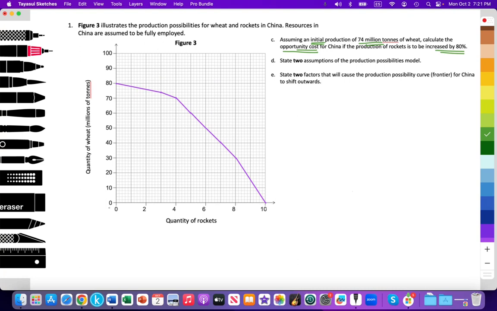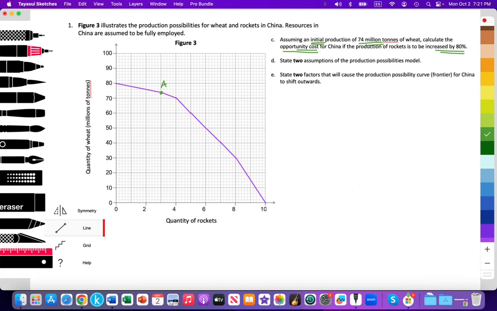So here we have on the y-axis wheat production going from 0 to 10, 20, 30, 40. And we can see that we have intervals of 1, 2, 3, 4, 5. So there are 5 spaces between 70 and 80. So 10 divided by 5 means that the value of each interval is 2. So here's 72, here's 74. So I'm going to look for that initial point. And the initial point is right here. All right, so I'm going to label that point A to highlight that it's my initial production point.